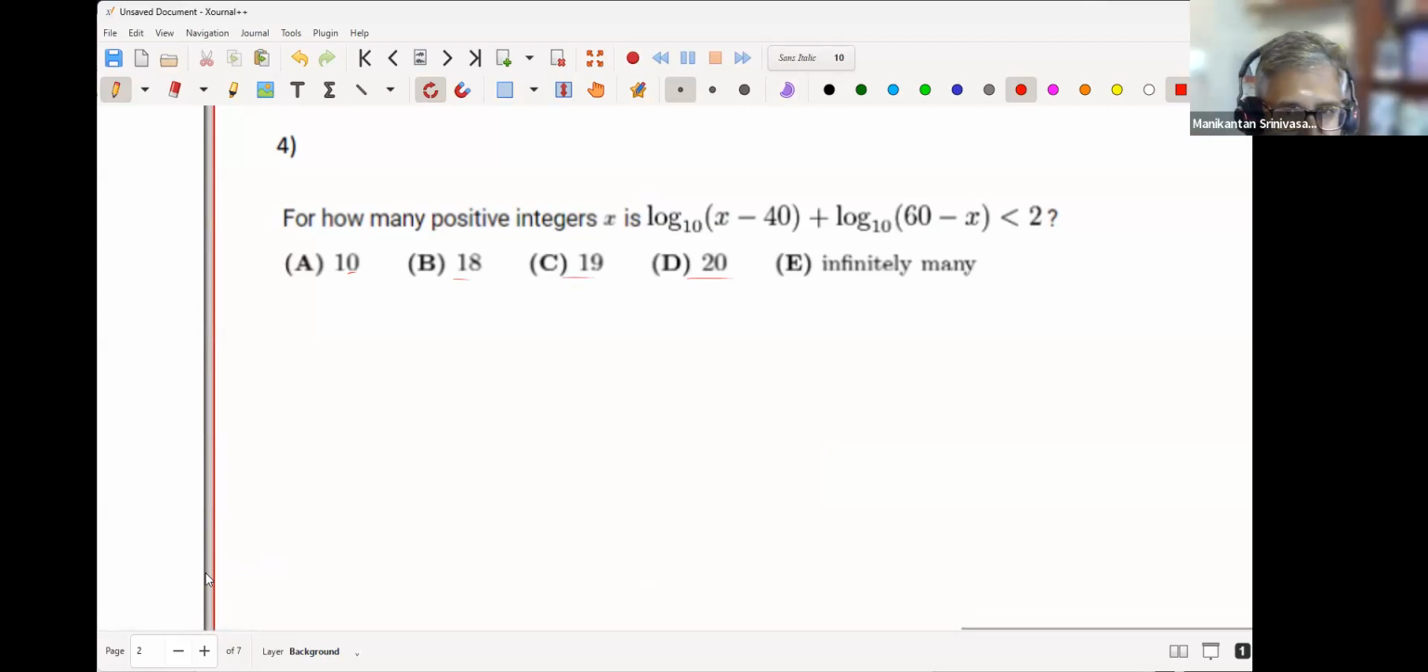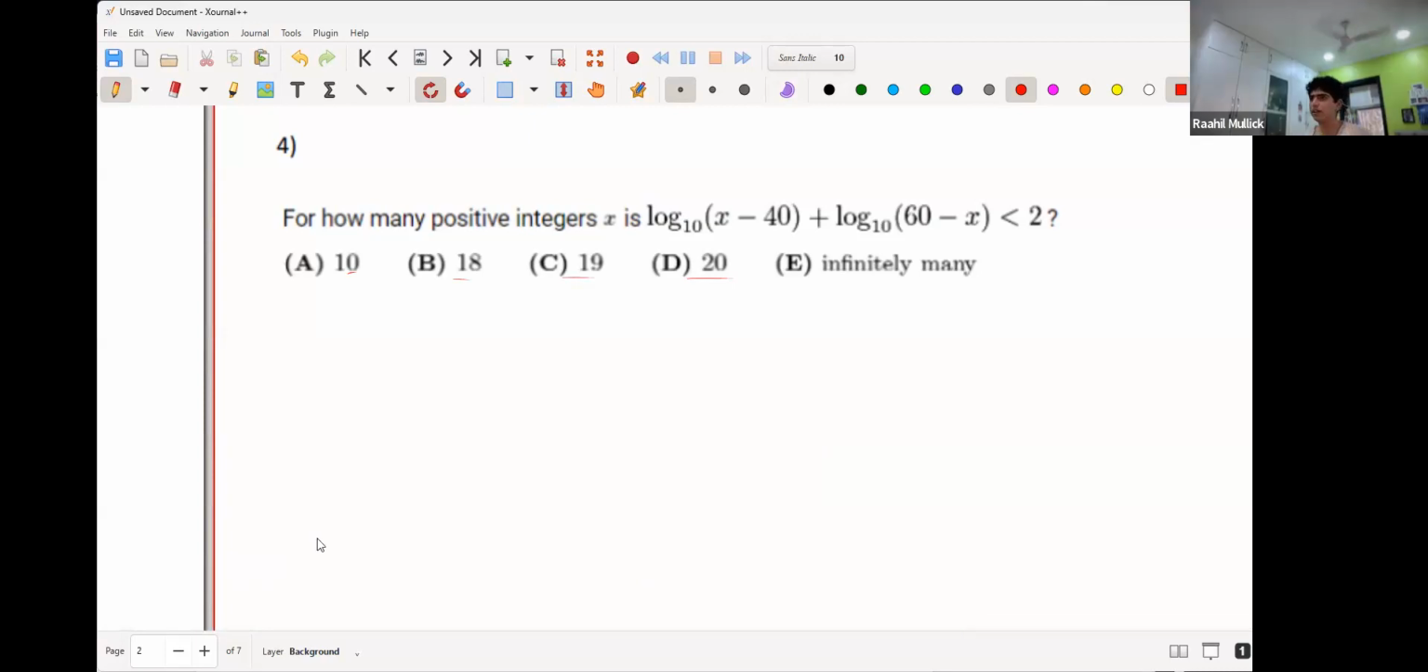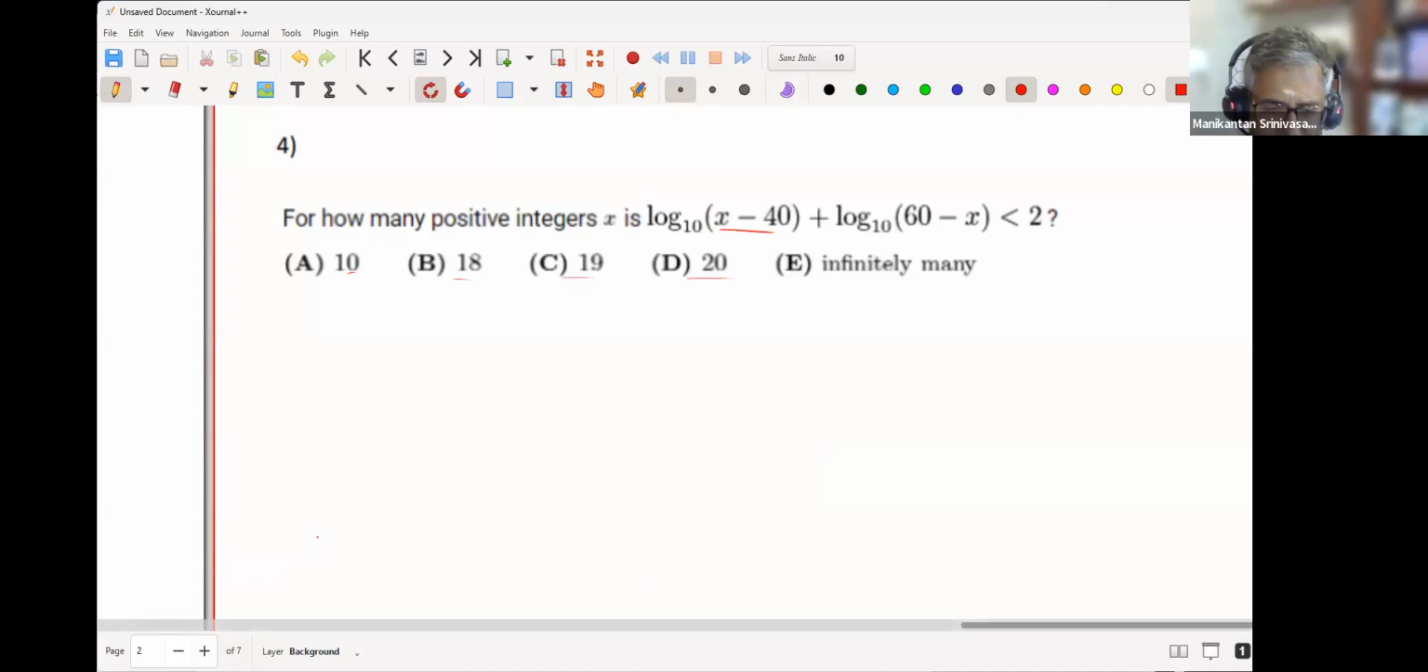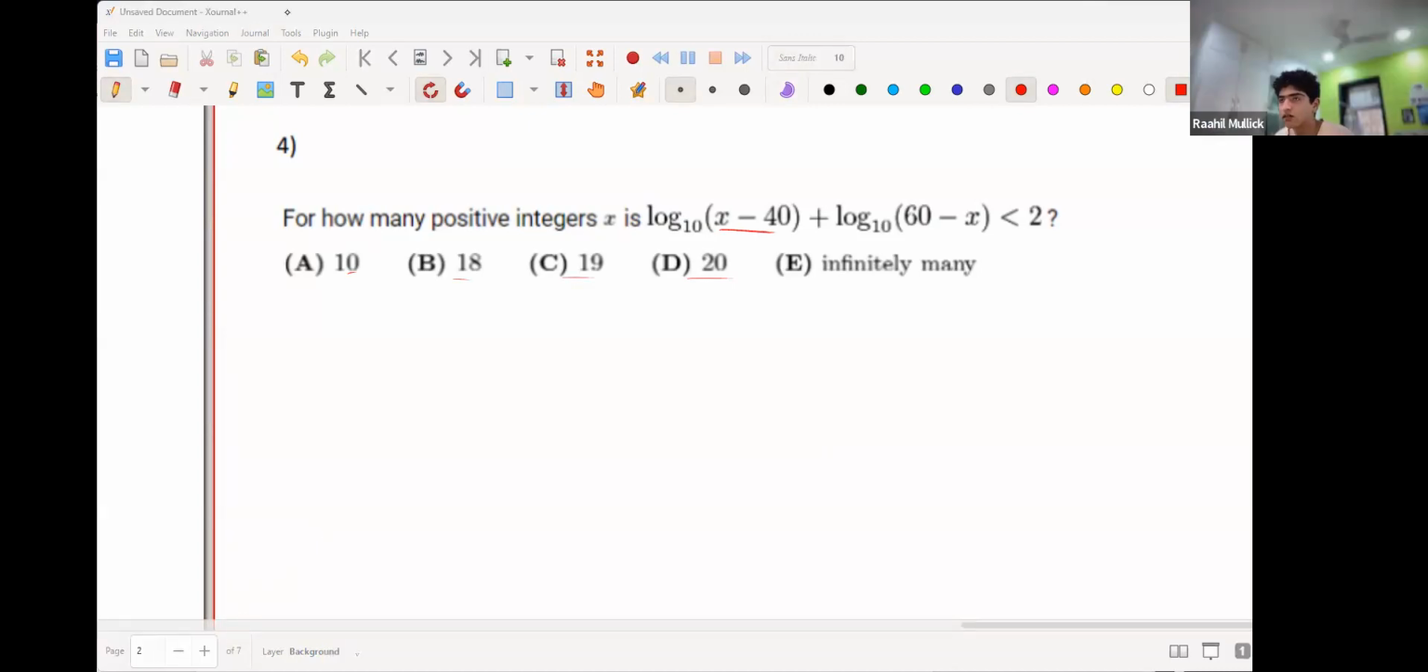All right. Anyone else? Rahil, how about you? Oh, yes, I got B. You got B. Okay. Was that the right answer as well in the answer sheet? Yeah, it is. Question 4. B. Okay.